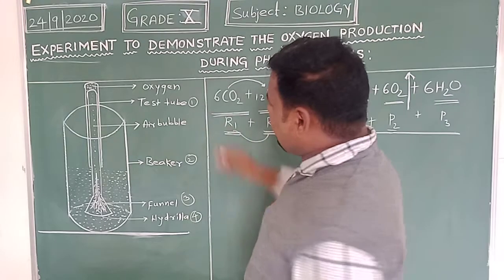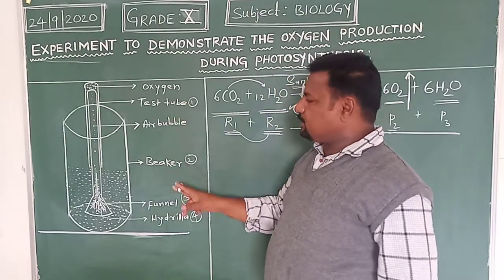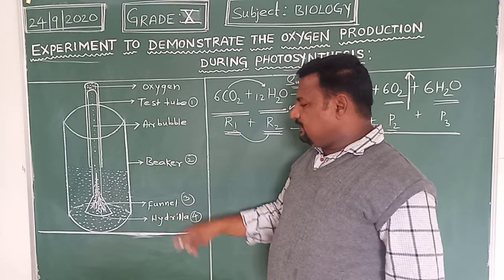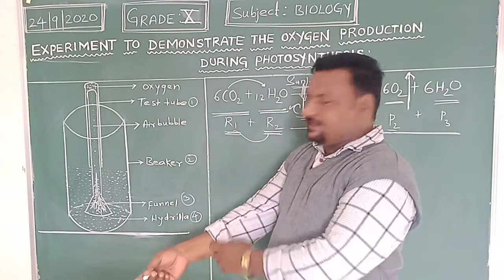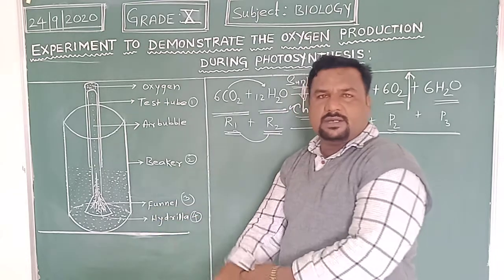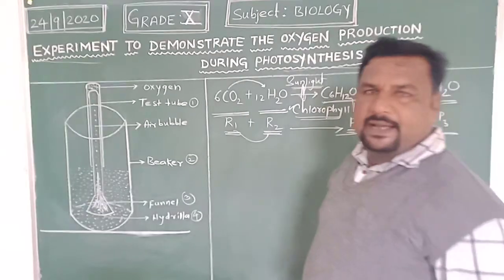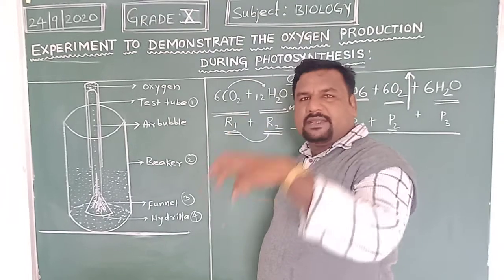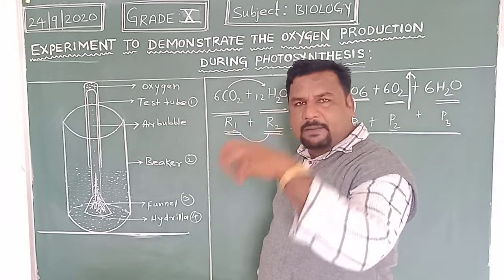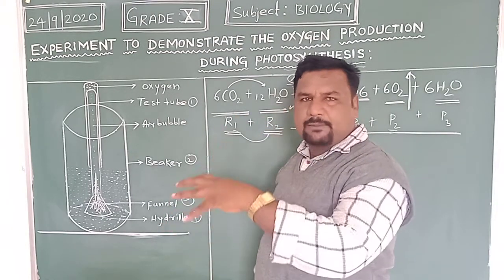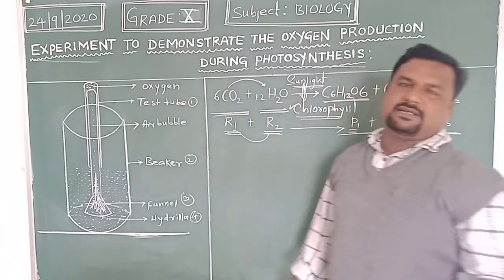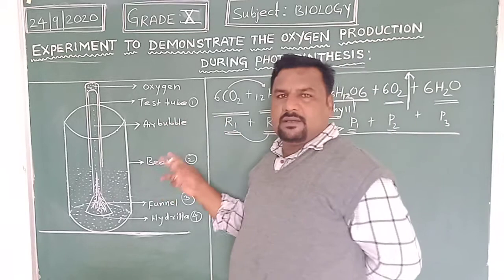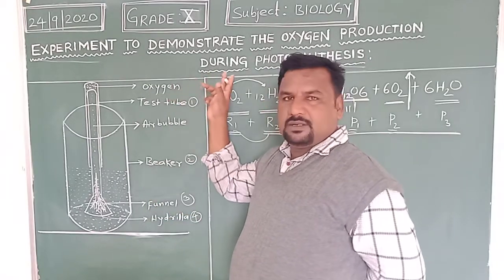For this experiment, what are the requirements we have? We have to take a test tube, beaker, funnel, and hydrilla twig. Why are hydrilla twigs preferred here? Since hydrilla is an aquatic plant, it grows in water, it's a hydrophyte. The rate of photosynthetic activity in a hydrophytic plant like hydrilla is much greater than in other terrestrial plants. Therefore, hydrilla is preferred here to demonstrate this.